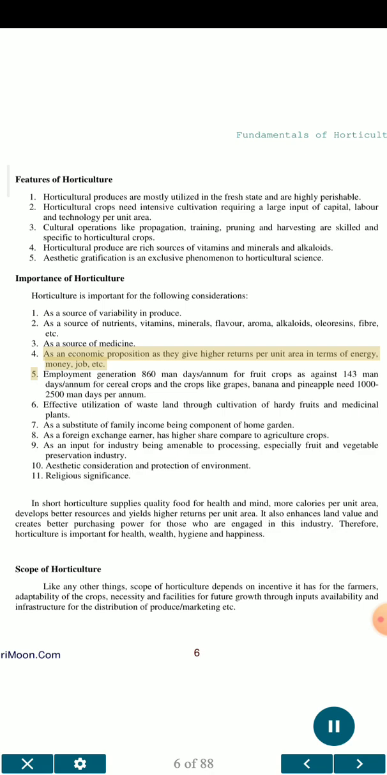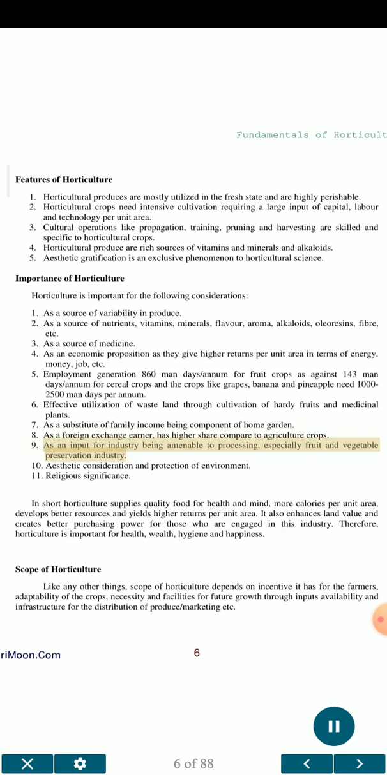5. Employment generation: 860 man days per annum for fruit crops as against 143 man days per annum for cereal crops, and crops like grapes, banana and pineapple need 1,250 man days per annum. 6. Effective utilization of waste land through cultivation of hardy fruits and medicinal plants. 7. As a supplement to family income, being a component of home garden. 8. As a foreign exchange earner, has higher share compared to agriculture crops.